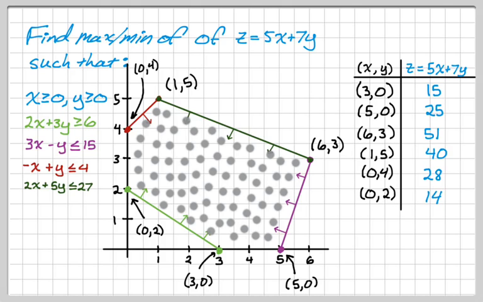Now the question is, find the absolute maximum and the absolute minimum. I look at the right-hand column and find the biggest number, which is 51. So 51 is the maximum value. That's the answer. 51 is the maximum, and it occurs at the point (6, 3), which is obviously a corner. This always occurs at a corner. And then for the minimum, I look through all the values and I find 14. So the minimum is 14, and it occurs at (0, 2).